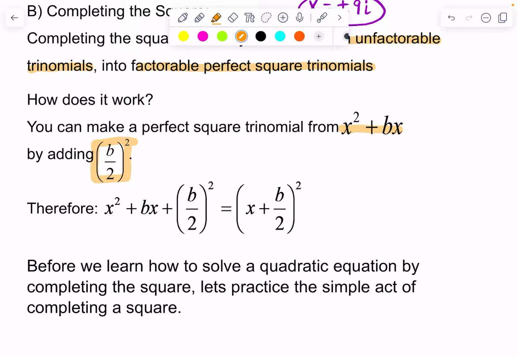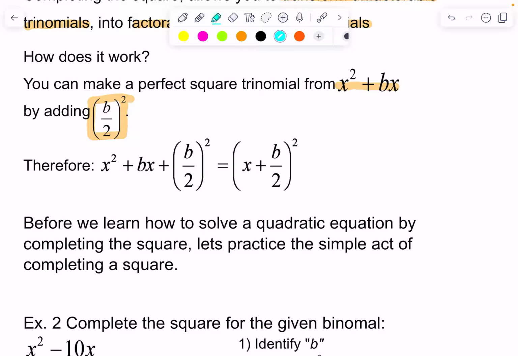It's that simple. Because when you add (b/2)² to an x² + bx binomial and you factor it, you're going to take the square root of the first term, which is x, and combine it with the square root of the last term, which is b/2. Whether it's plus or minus depends on whether b/2 is positive or negative.